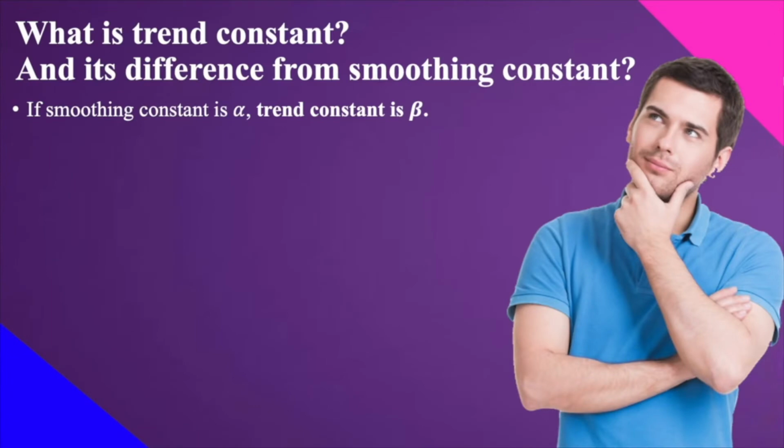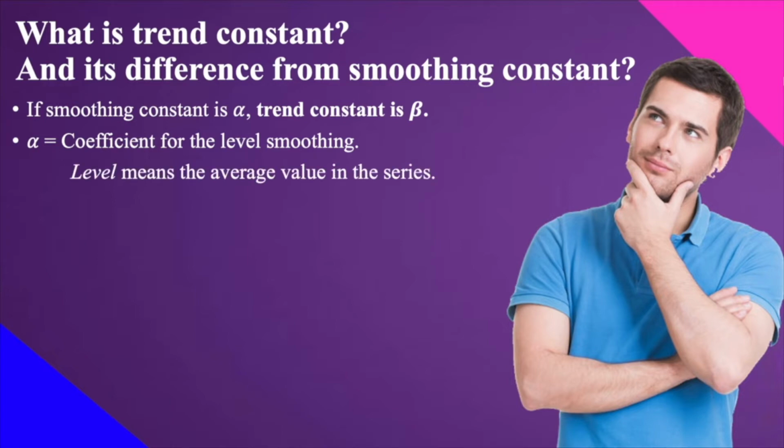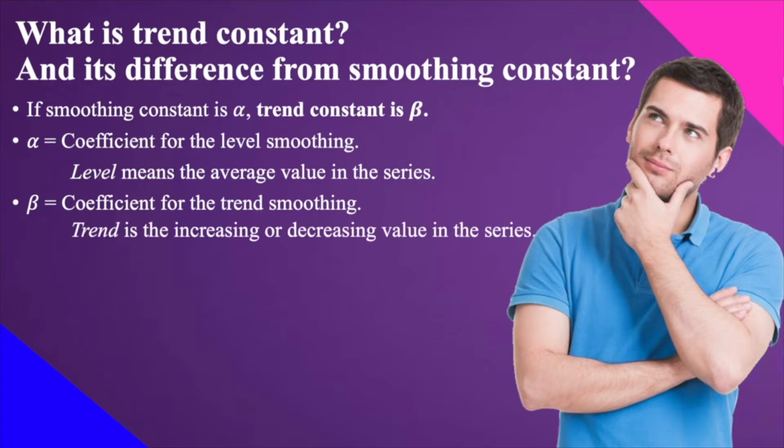Okay, so when we say smoothing constant, that is the alpha, and the trend constant, that is the beta. Our new Greek letter, which is beta. So, alpha is the coefficient for the level smoothing, guys. This is what we have used before on our previous topic on exponential smoothing. And when we say level, this means the average value in the series. Now, when we say beta, this is the coefficient for the trend smoothing. And when we say trend, with regards to time series, trend is the increasing or decreasing value in the series.